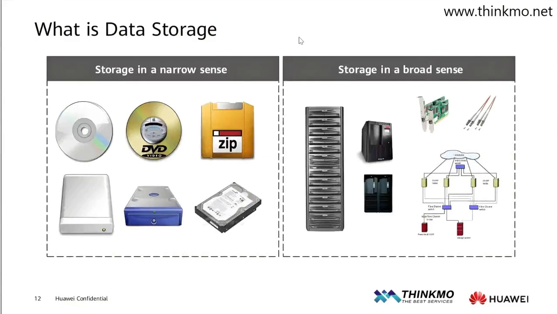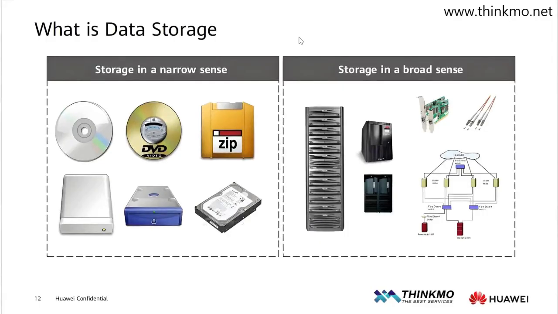CDs, hard drives. And on the left, there are some things like DVDs, zip files, and so on. What these actually are is data storage. The one on the left actually belongs to a narrow sense. Storage in a narrow sense. These are compressed files, hard disks, CDs, etc.